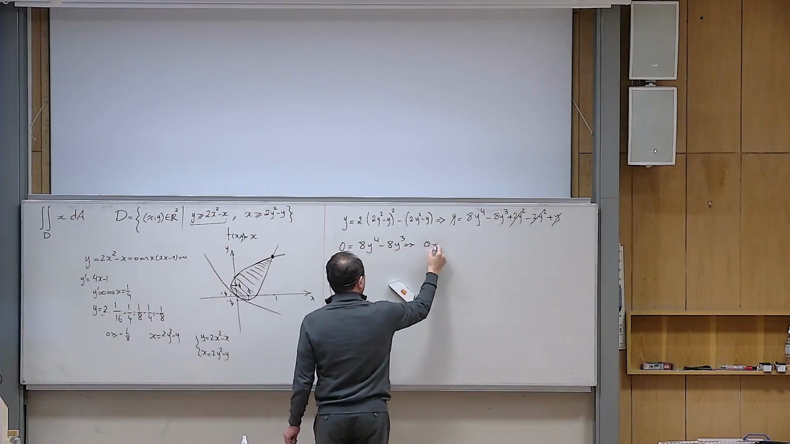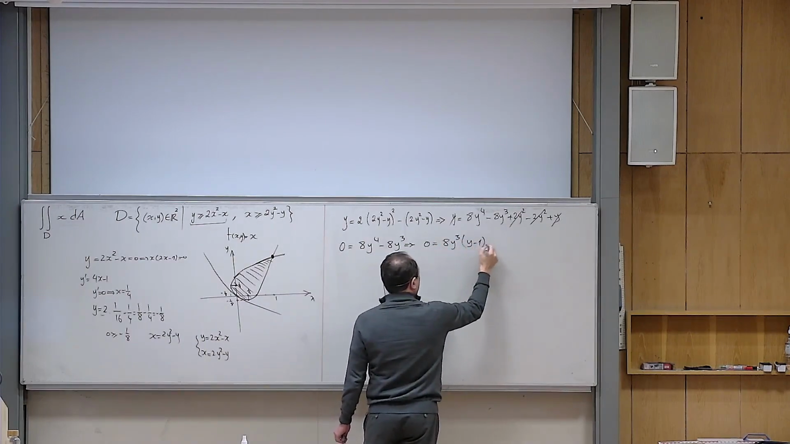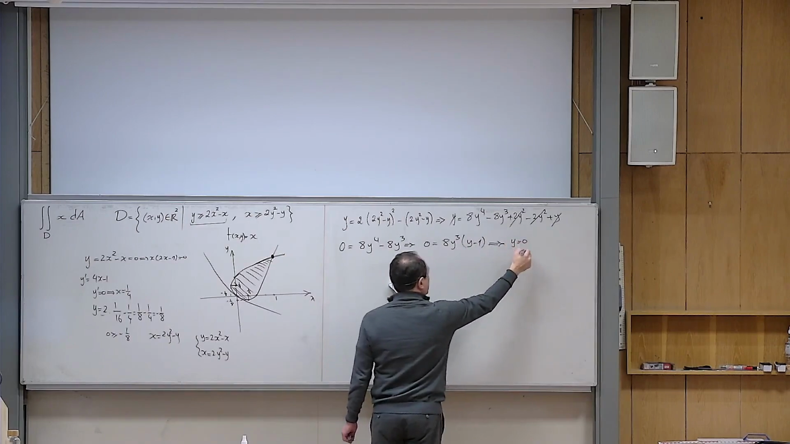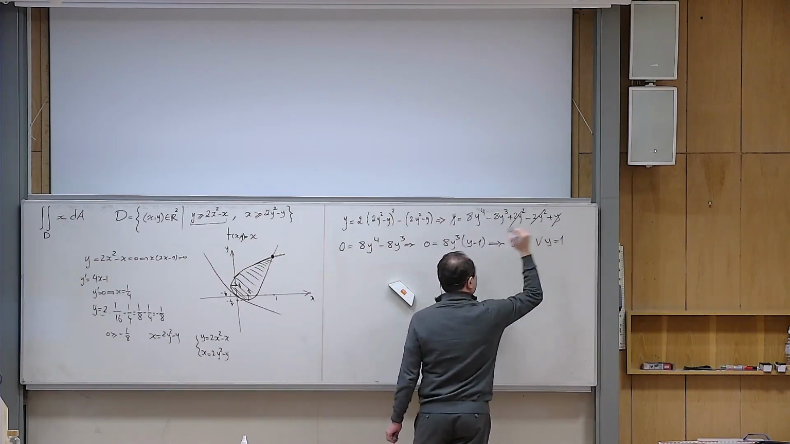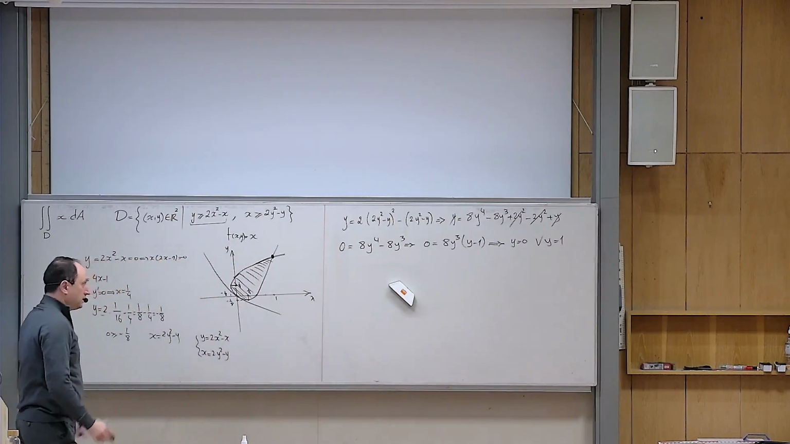I factor 8y to the power of 3 out, so this is y minus 1, and then this means that y is either 0 or y is equal to 1. So our guess was correct. So my picture is not that bad, by the way.